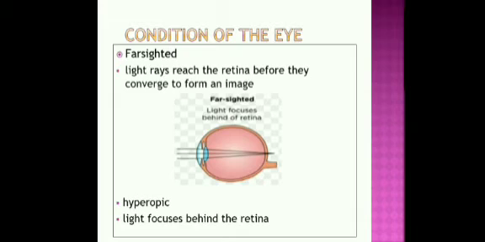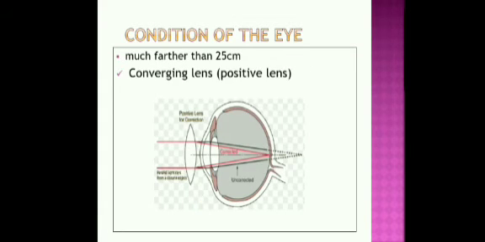So this means a farsighted person can see very far objects clearly but has difficulty focusing on near objects. They can see much farther than 25 centimeters. So the correction of farsightedness requires a converging lens or positive lens that compensates for the overdivergence by the eye.